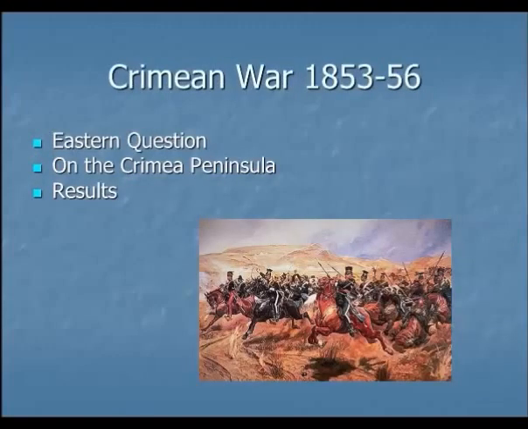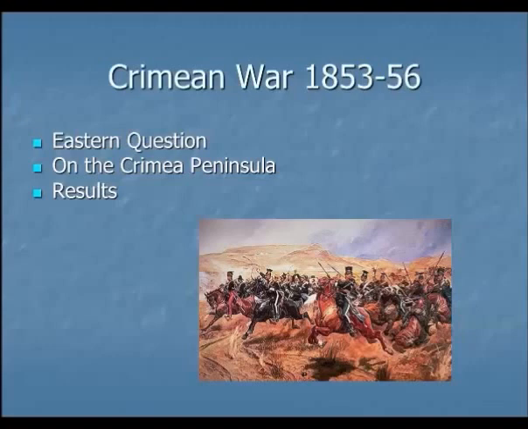Before we jump into the unification of Italy and Germany, I want to just explore the Crimean War for a second. It's based on the fact that the Ottoman Empire, which ruled Eastern Europe, was falling apart. And the Eastern question was who was going to take over that land. A war erupted between the Ottoman Empire and Russia over the Orthodox Christians living under the Ottoman Empire.